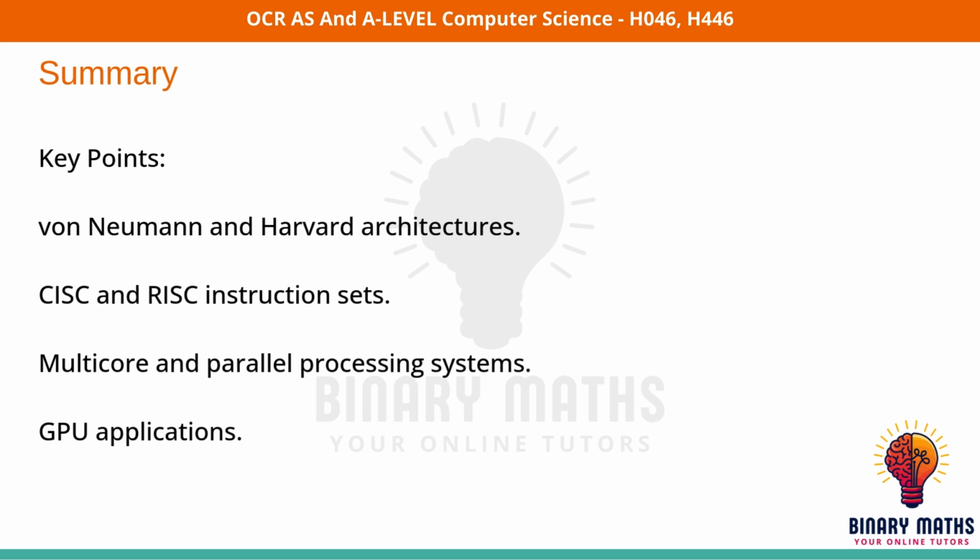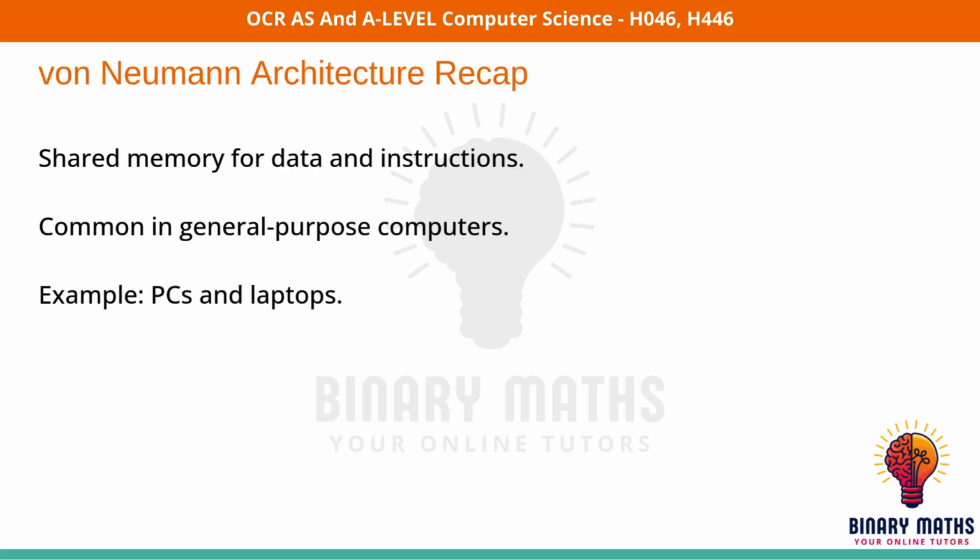To wrap up, let's review the key points. Von Neumann and Harvard architectures, CISC and RISC instruction sets, multi-core and parallel processing systems, GPU applications. So understanding these concepts is crucial for anyone studying computer science. Remember, the von Neumann architecture uses shared memory for data and instructions and is common in general-purpose computers like PCs and laptops.